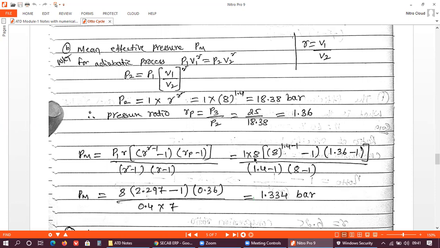So substitute the values here. P1 is 1 bar, R is the compression ratio, that is 8, and R raised to gamma minus 1 is 8 raised to 1.4 minus 1, and RP is 1.36 minus 1, divided by gamma minus 1, it is 1.4 minus 1, into R minus 1, that is 8 minus 1. So make use of the calculator properly and you can get the value of PM as 1.33 bar.